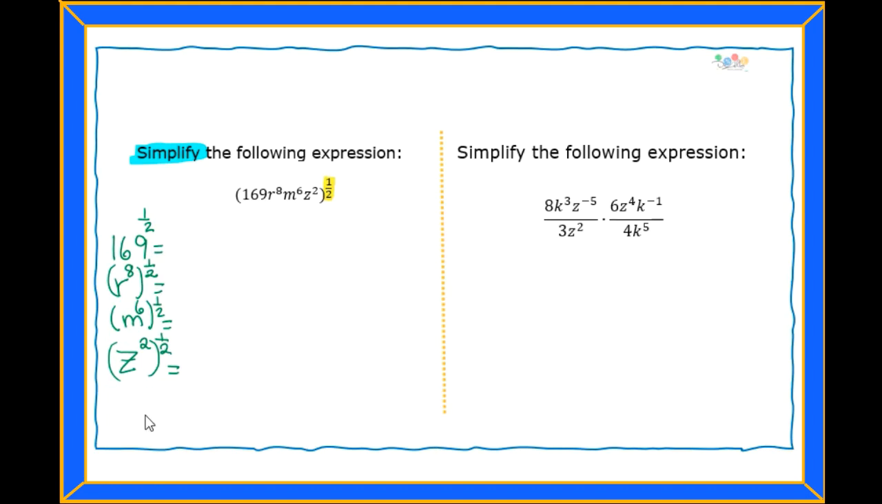Now remember that 169 to the half power is the same as the square root of 169. Okay, remember that. And that, of course, will give you a 13. Very good. So I'm going to write my answers up here. So this one gives me a 13. What about the next one?